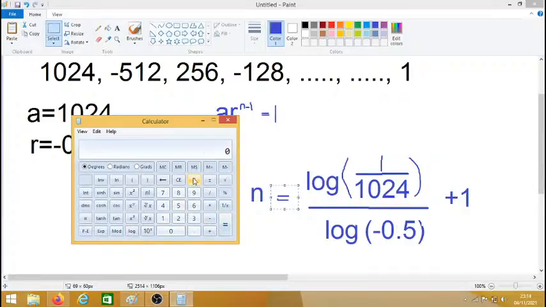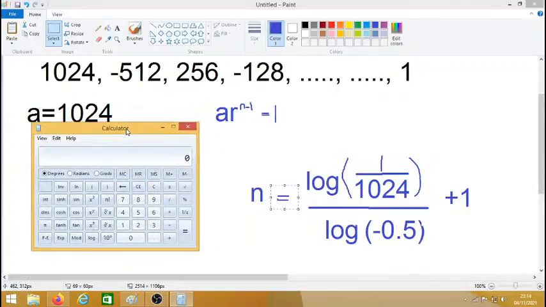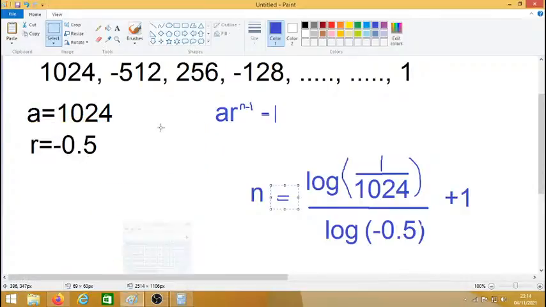Okay, so with logs, it's important to know that you can't take the logarithm of a negative number. So that's a slight problem. So that means something's gone wrong on this one. Let's see what's gone wrong.